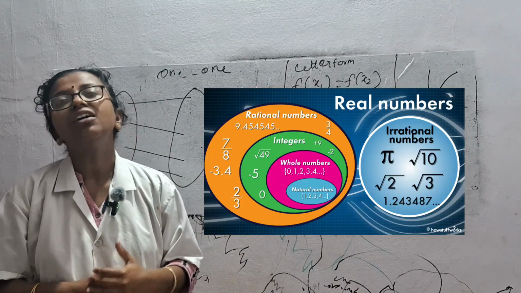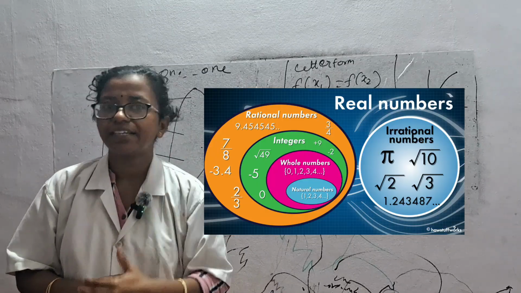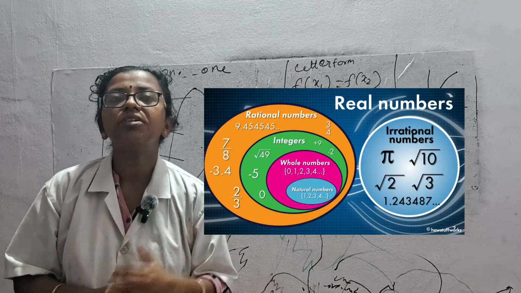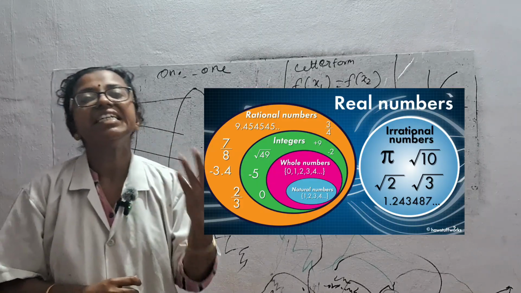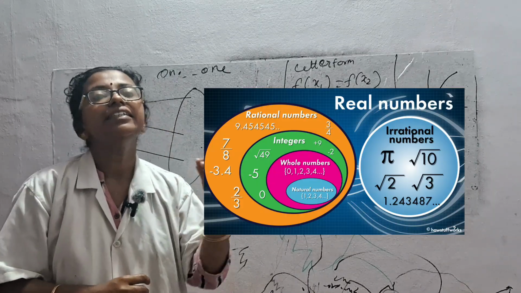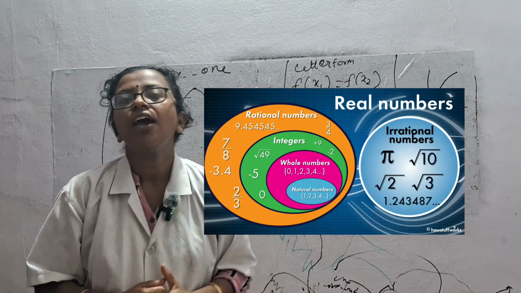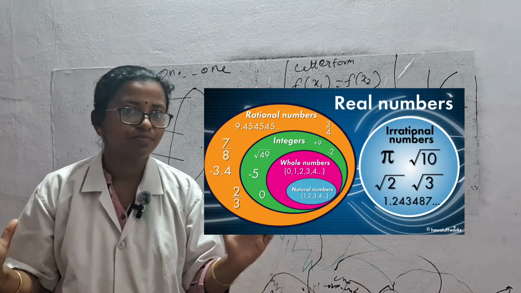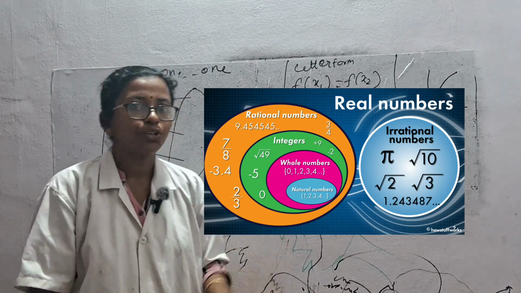In that we have natural numbers. Natural numbers mean 1, 2, 3, etc. Whole numbers mean including 0. Integers have negative numbers: minus 1, minus 2, minus 3. These are the numbers we have to remember and recollect. Now let us enter into the topic.